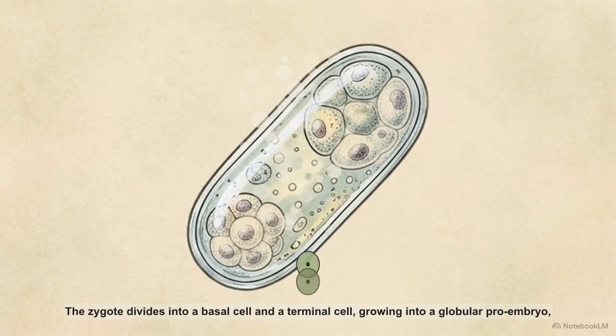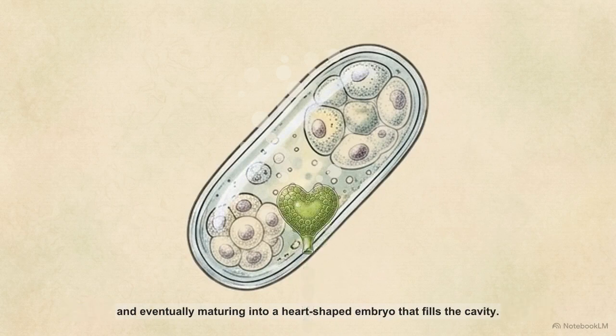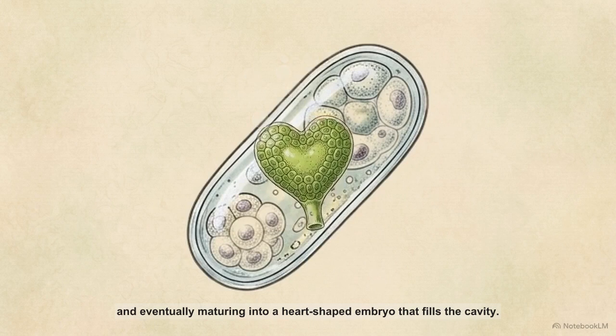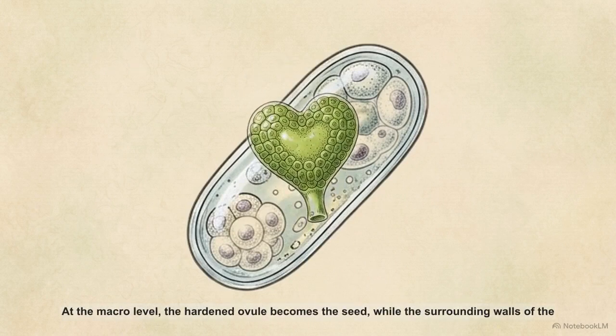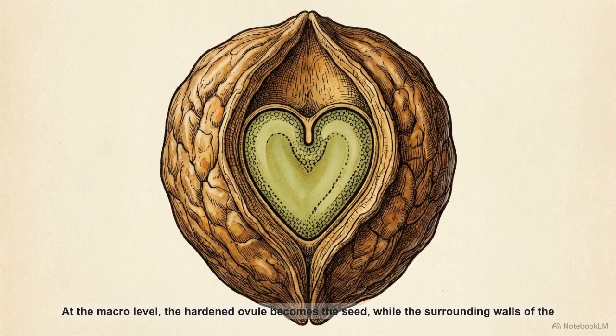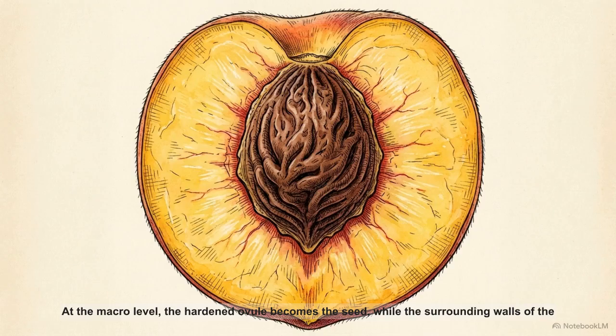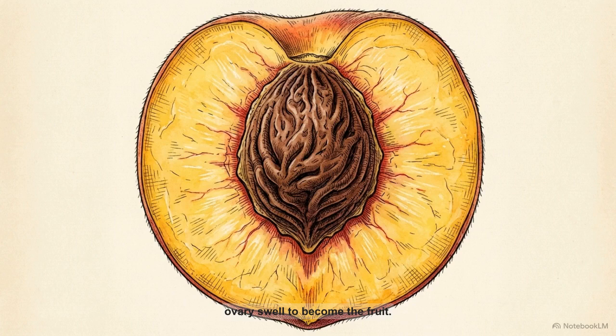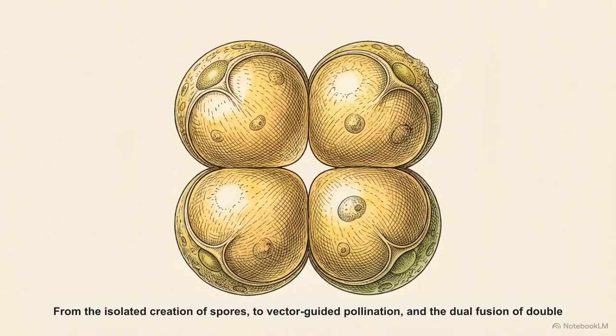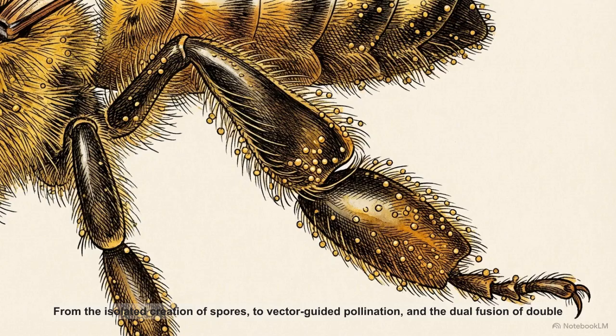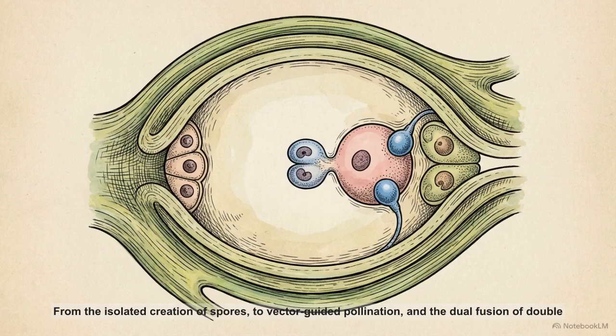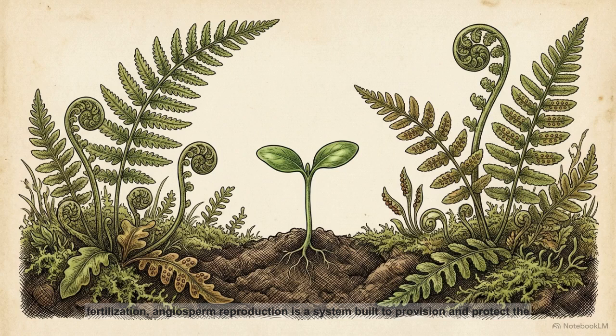The zygote divides into a basal cell and a terminal cell, growing into a globular proembryo and eventually maturing into a heart-shaped embryo that fills the cavity. At the macro level, the hardened ovule becomes the seed, while the surrounding walls of the ovary swell to become the fruit. From the isolated creation of spores to vector-guided pollination and the dual fusion of double fertilization, angiosperm reproduction is a system built to provision and protect the next generation.